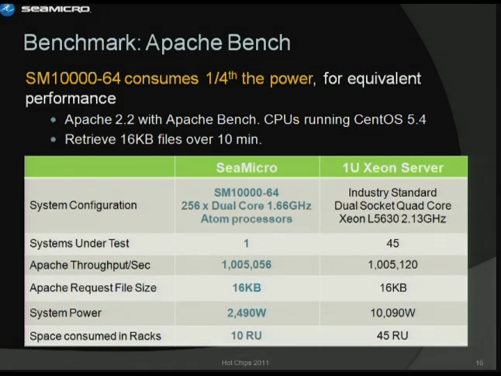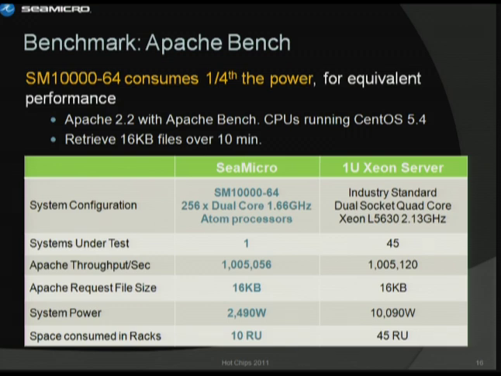So to give you a flavor of the kind of power efficiencies we achieve, I'm going to show you some performance numbers here. In this study, we compared one SeaMicro chassis to a cluster of industry standard 1RU servers. These servers were based on a dual socket quad core 2.13 gigahertz Xeon part. We put as many 1RU servers in the cluster as needed to match the Apache throughput of the SeaMicro chassis. The Apache bench was running on Apache 2.2, and the CPU was running CentOS 5.4.